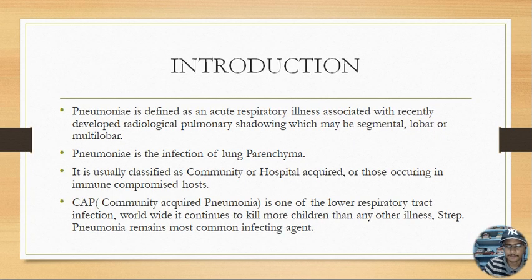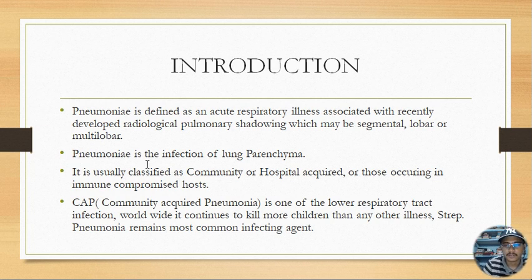What is pneumonia? Pneumonia is defined as an acute respiratory illness associated with a recently developed radiological pulmonary shadowing, which may be segmental, lobar, or multilobar. So basically, pneumonia is an acute respiratory illness. It is a short-term illness and not a chronic one, and related to your respiratory system. Basically, most importantly, the lungs.